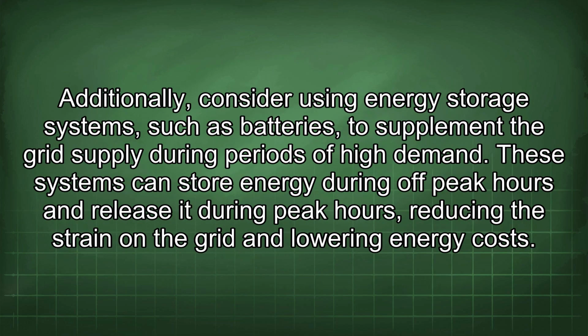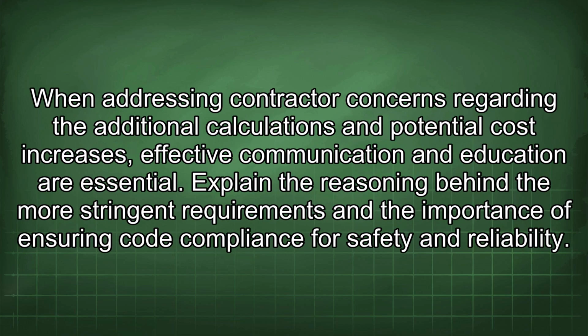These systems can prioritize essential loads and shed non-essential loads during peak demand periods. Additionally, consider using energy storage systems such as batteries to supplement the grid supply during periods of high demand. These systems can store energy during off-peak hours and release it during peak hours, reducing the strain on the grid and lowering energy costs.